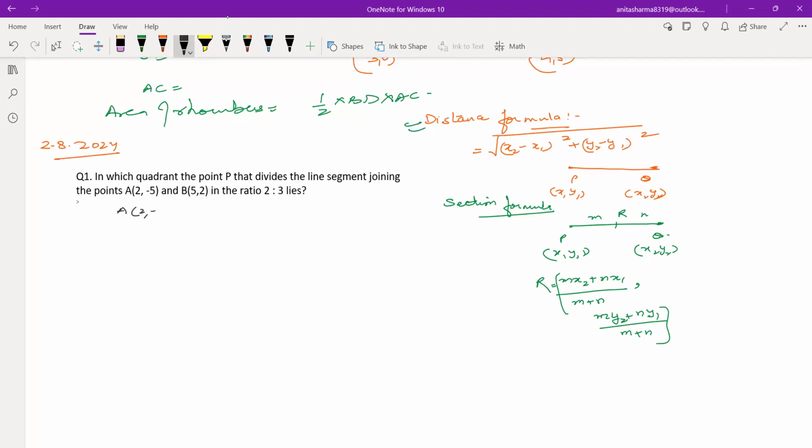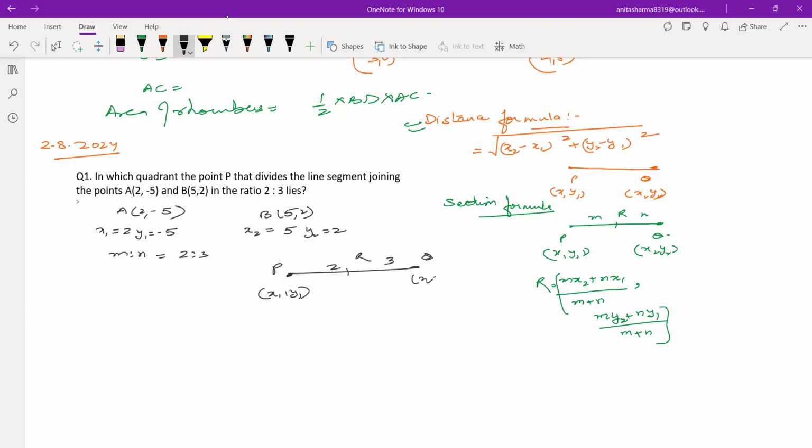So A coordinate is 2 comma minus 5, so x1 is 2 and y1 is minus 5. And B coordinate is 5 comma 2, so x2 is 5, y2 is 2, right? And m ratio n makes 2 ratio 3, right? Even you can draw this figure also. So it will be 2 to 3, and this is x1, y1 and this is x2, y2. Now find the coordinates. Good, beta.